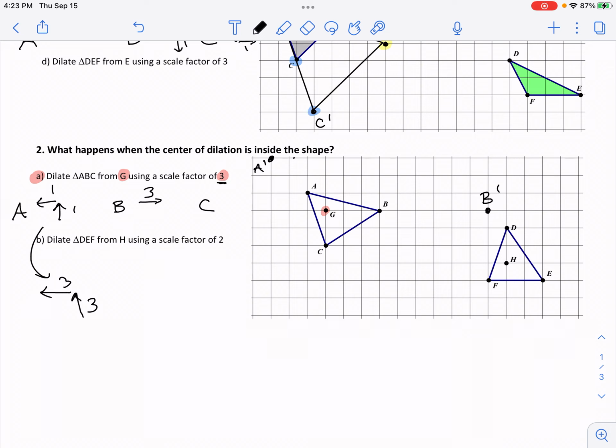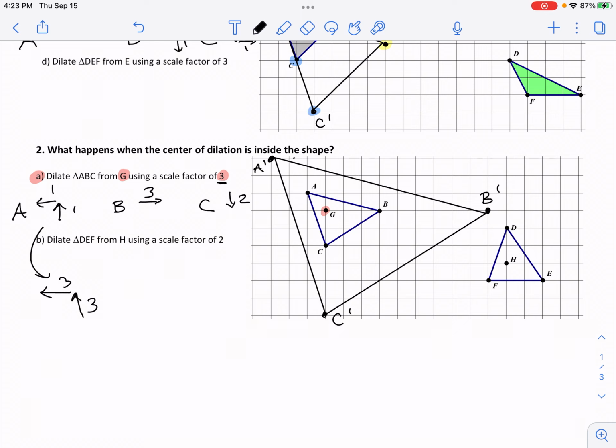And now from G to C, that's 1, 2 down. So 2 down, multiply it by 3, it's now 2 times 3, 6. 6 down, 1, 2, 3, 4, 5, 6 right here. This is C prime. All right, once again, we're going to connect all the points.